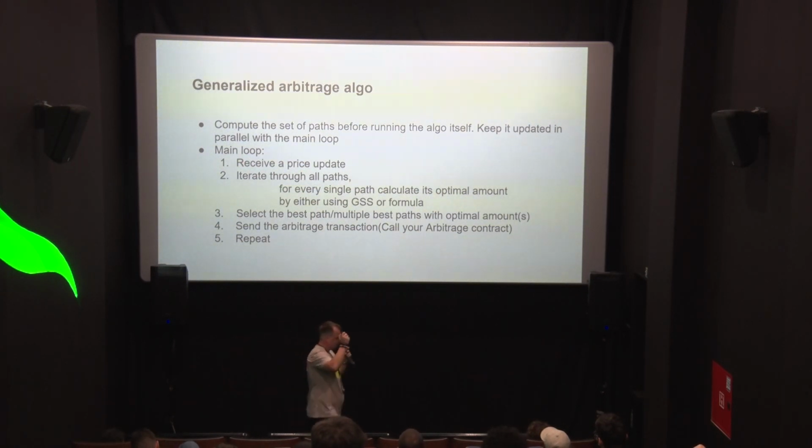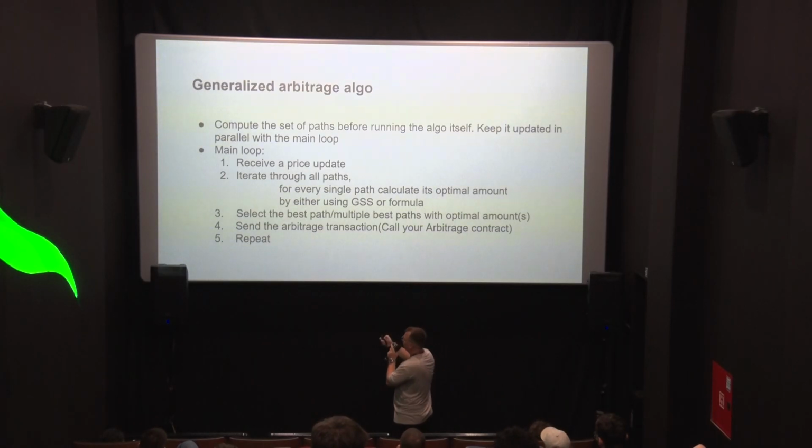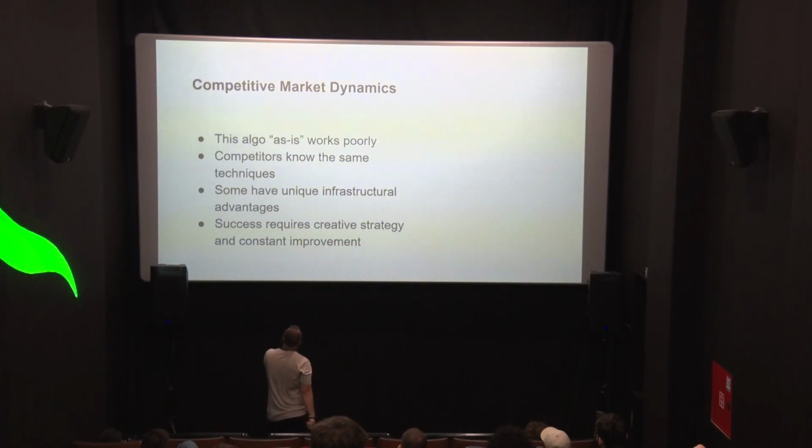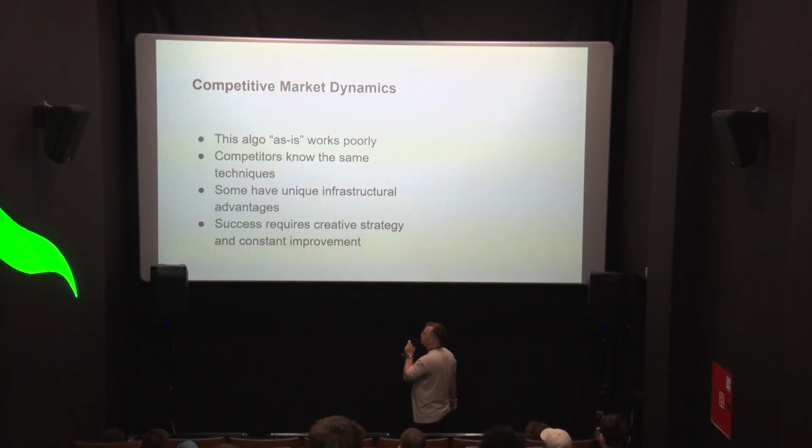Then we need to iterate through all paths and calculate the optimal amounts for them using formula if it's Uniswap V2, or GSS if it's not Uniswap V2. Then we select one or more optimal paths and send the transactions by calling our arbitrage contract, and then we repeat the process. But let's now discuss why all of this won't work. At least it won't work in a vanilla setup.